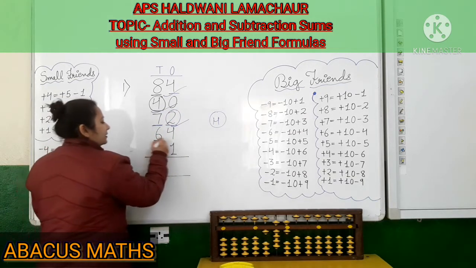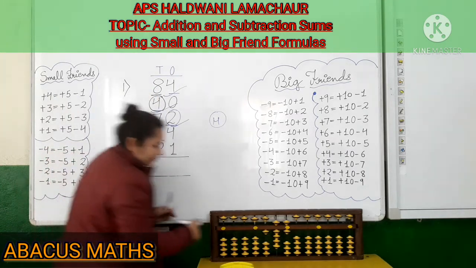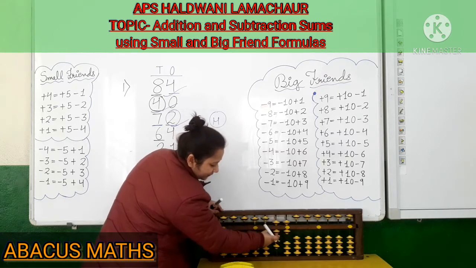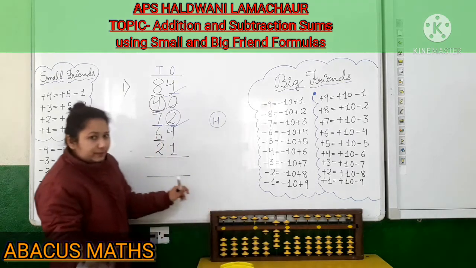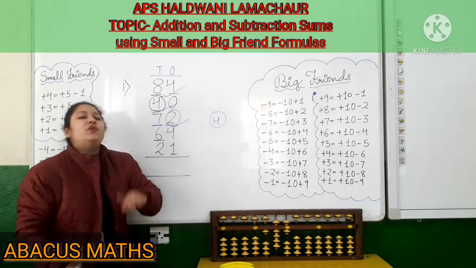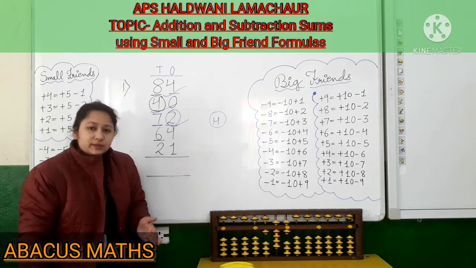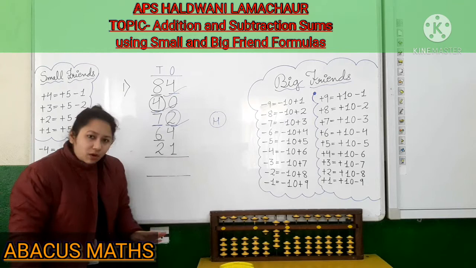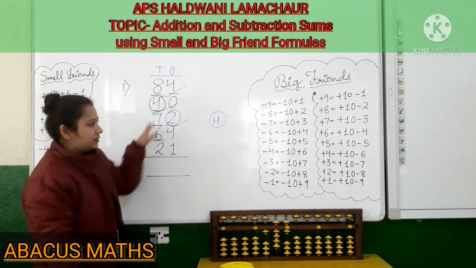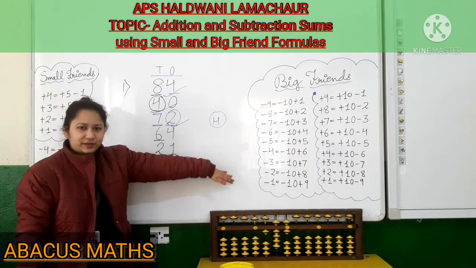Next add 6 in 10 slot. See, you can see there for adding 6. 5, 6, 7, 8, 9. 9 is already added. Bead is not there. Now I have told you that first of all go for the small friends. But students, you can see that in small friends there are only numbers from 1 to 4. So directly for the 6 you can go for the big friends.